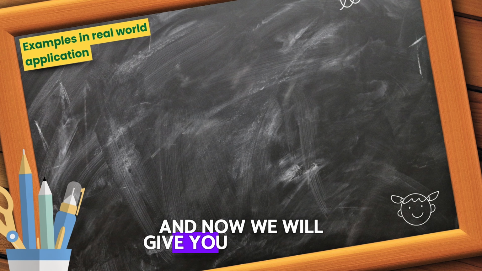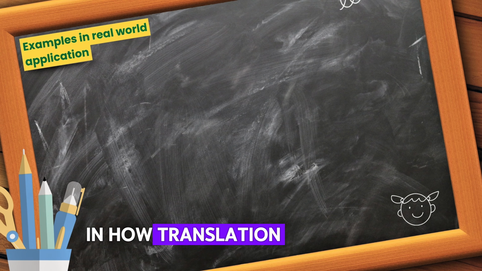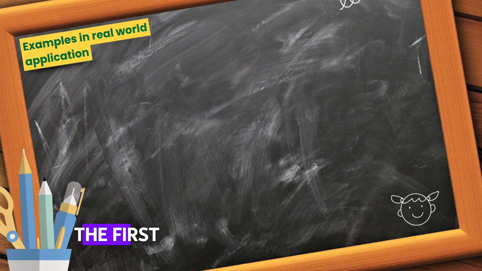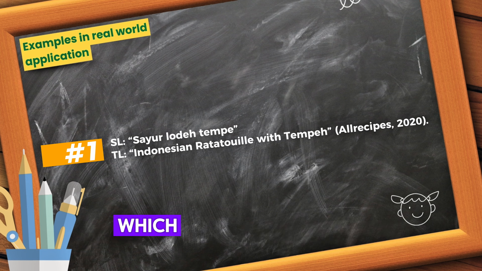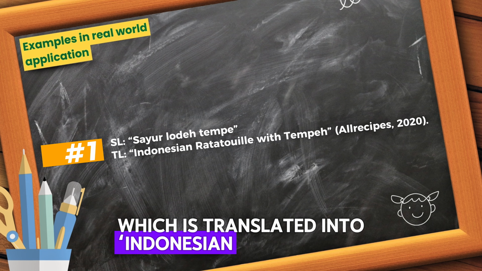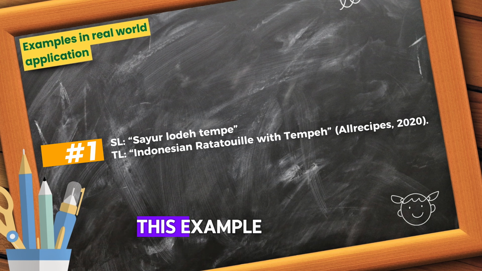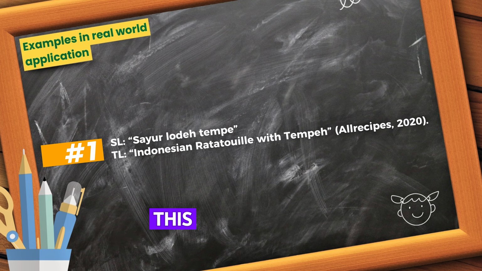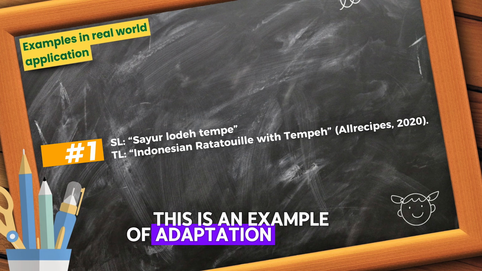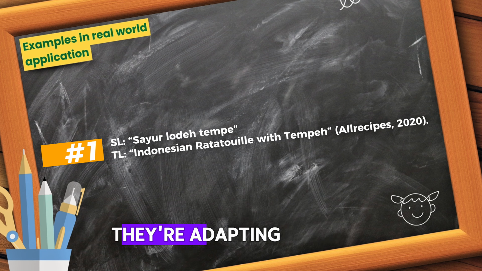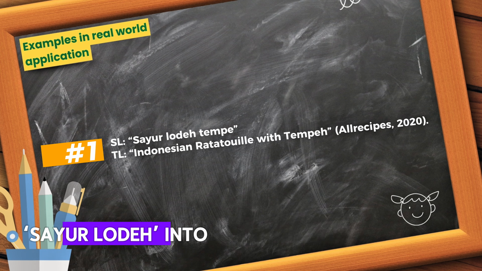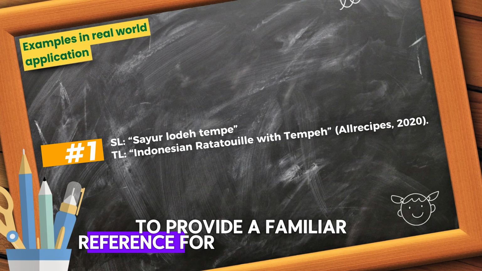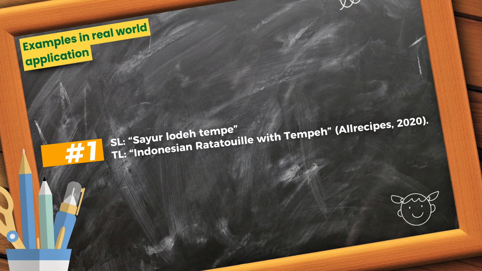And now we will give you 5 examples of how translation techniques are used in a real-world application. The first example is sayur lodeh, which is translated into Indonesian ratatouille. This example is taken from the website All Recipes. This is an example of adaptation because in the website, they are adapting the term sayur lodeh into Indonesian ratatouille to provide a familiar reference for Western audiences.